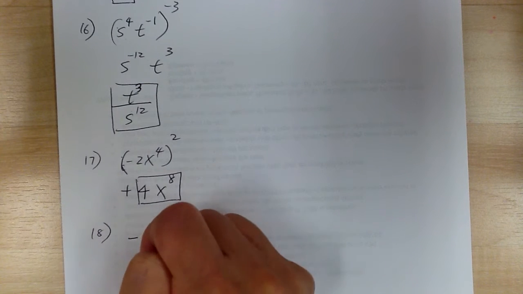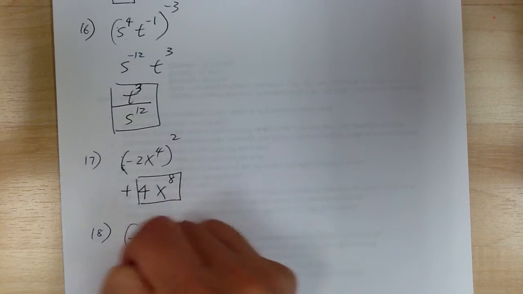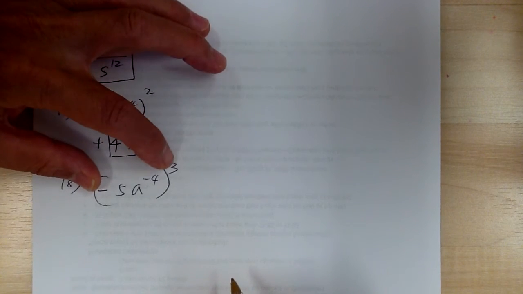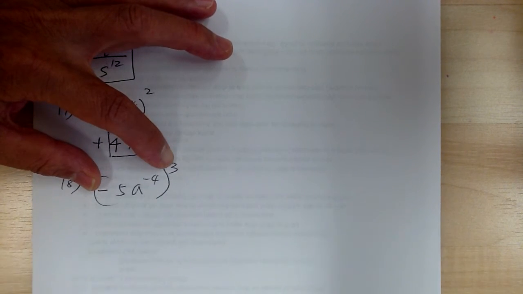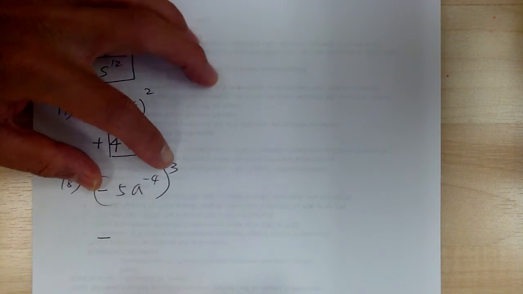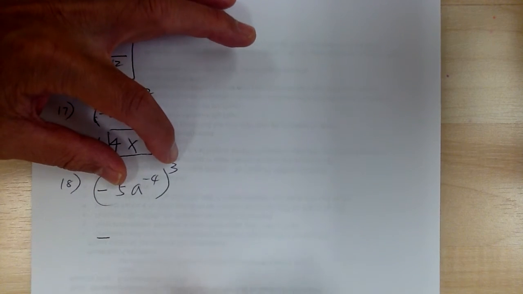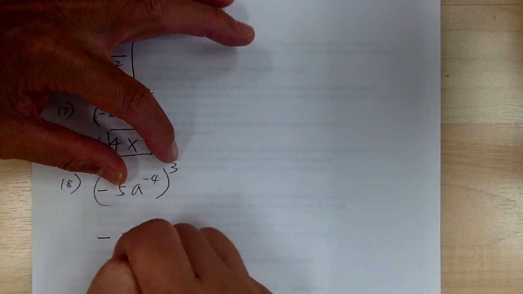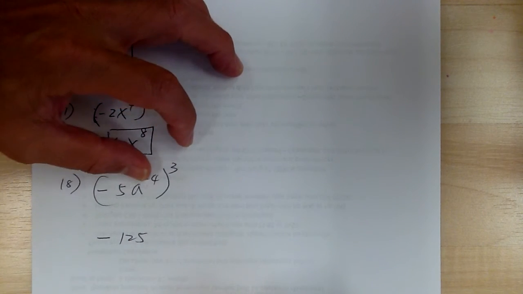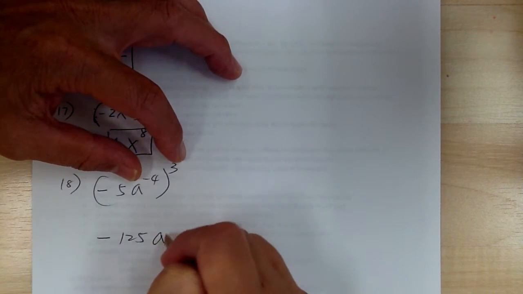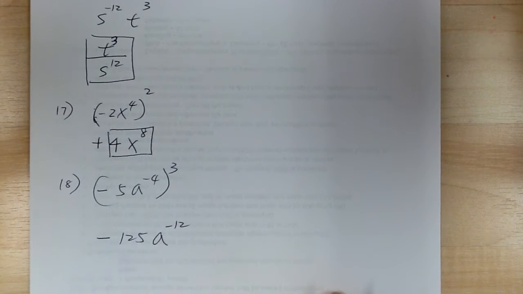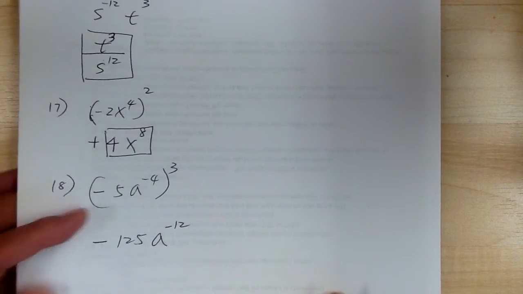You have negative 5a to the negative 4, to the 3 power. So you can apply to each part. So negative to the 3 power means you got negative times negative times negative. So it's negative. Then you go to the 5. 5 to the 3 power is 5 times 5 times 5. So it'd be 125. a to the negative 4 power to the 3 power would be a to the negative 12. Okay, so you apply the power rule first.